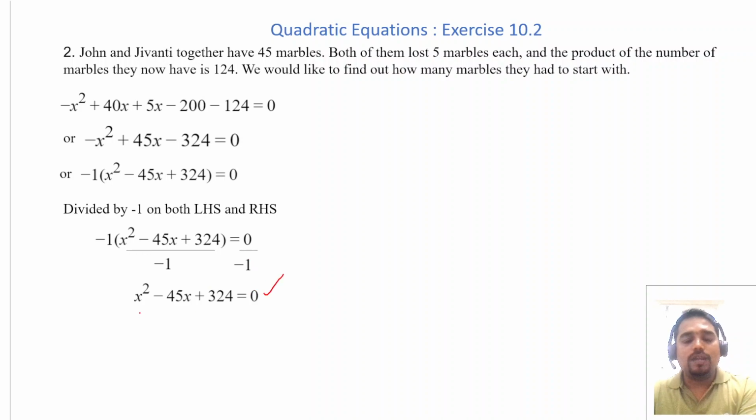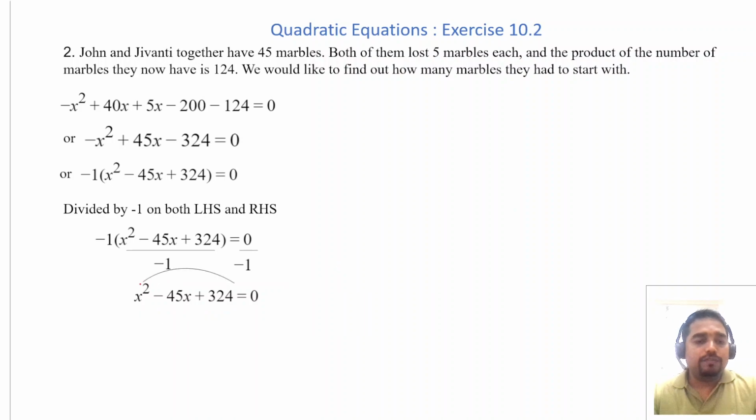Now this is looking like the standard form, ax square plus bx plus c is equal to 0. How can we say that it is in standard form? The first term is the x square term followed by the x term and the constant term. So it is now fit for factorization, that is, we can proceed with the factorization.